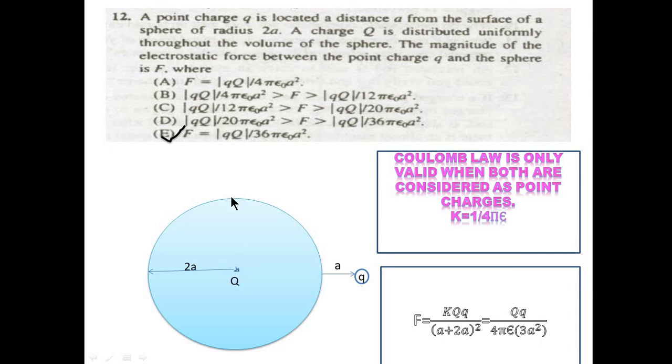So we take the distance from the center of one charge to the center of the other charge. Here from the center to this point is 2a, and from this point to this is a. So a plus 2a gives 3a, whole square, right? 3a whole square. So 3 times 3 is 9a square. So 9 times 4 is 36. So option D is the correct option, in which the force equals capital Q over 36 pi epsilon naught a square.